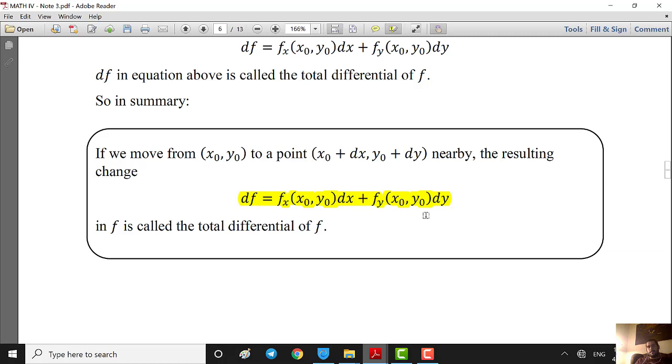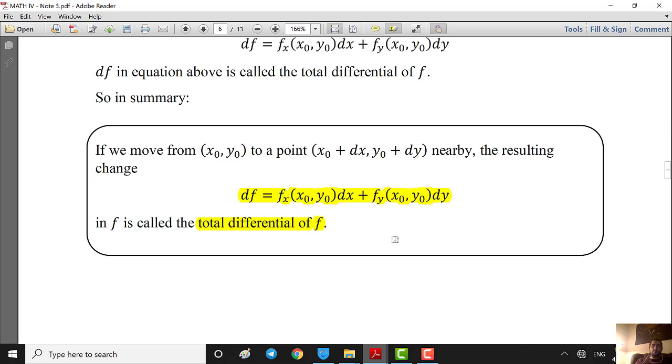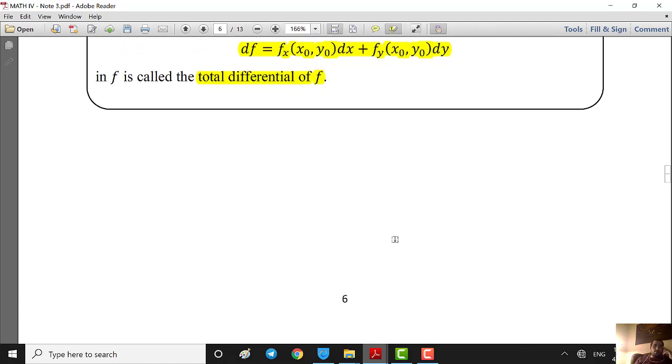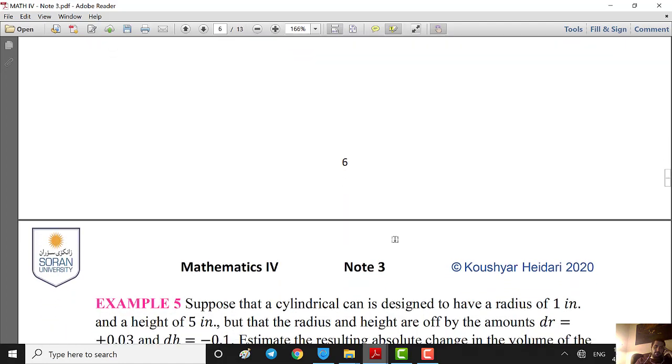It is just that we are focusing on df and its meaning, which is the resulting change in f by changing its variables. And here we have given it a name. We've called it the total differential of f. Okay? Very good. Now, let us go through the examples.